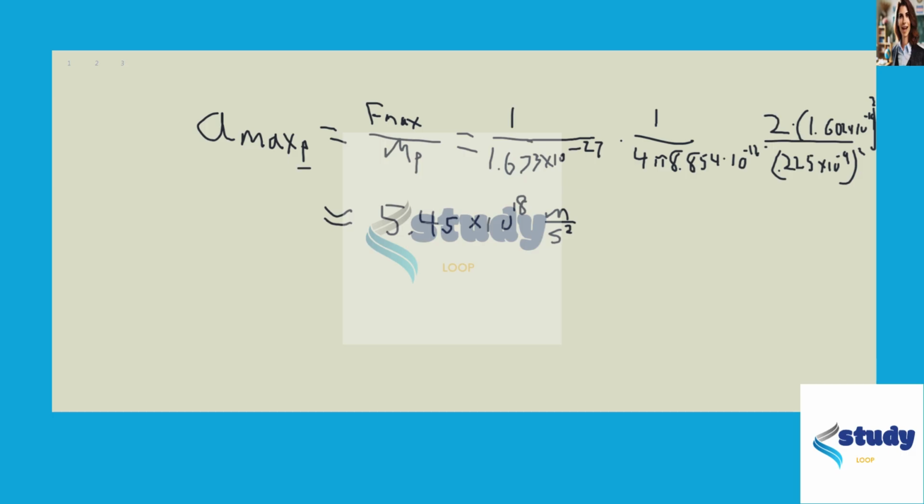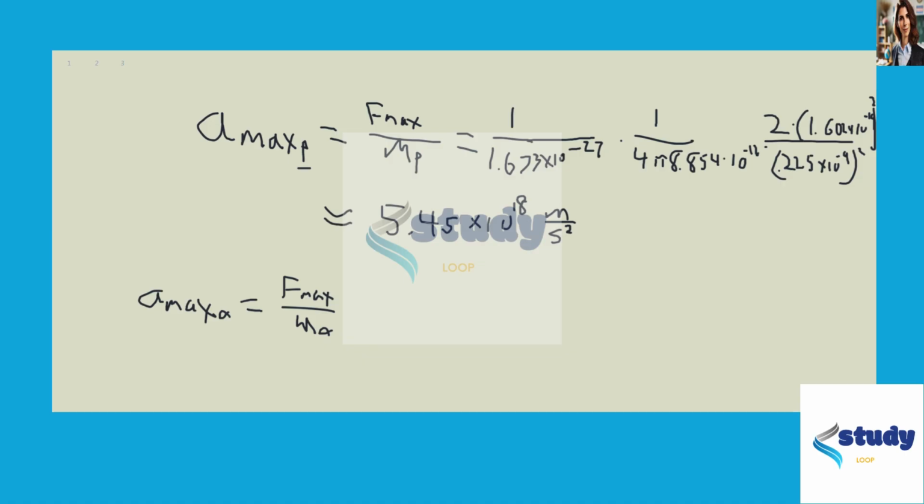We still need to calculate the acceleration of the alpha particle. But luckily we know that these forces are equal, which will simplify our calculation. So acceleration max of the alpha particle is going to be F max divided by mass of the alpha particle.